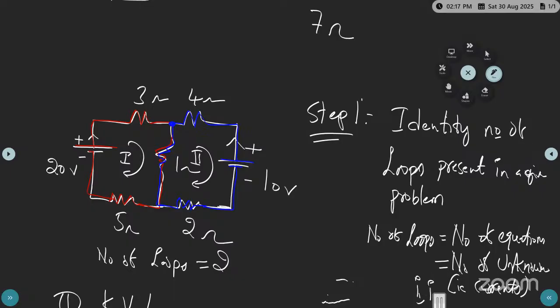You write down this one as step 1 in the theory, steps to solve mesh analysis. Write it down as theory here. This is the problem up to here. This one is enough.